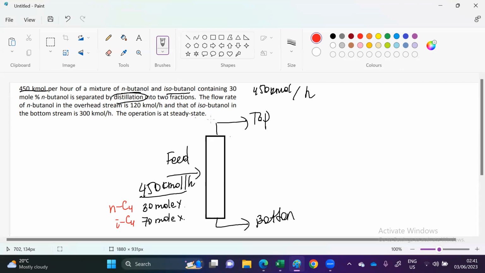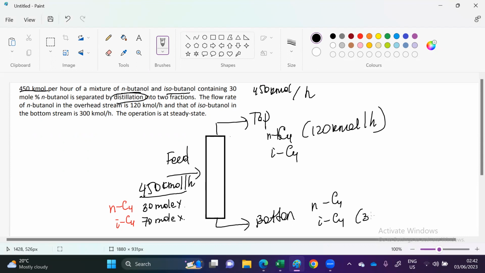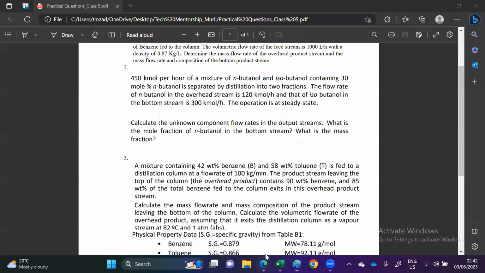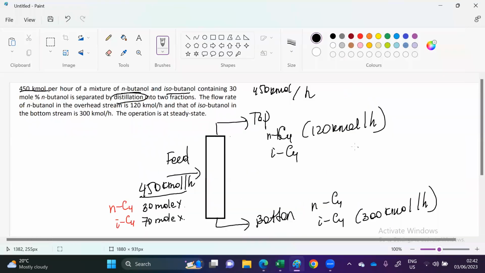The flow rate of N-butanol in the overhead stream, like top, let's write it, N-butanol, C4, it's already given numerically. And we have also iso-C4. And isobutanol in the bottom stream is given, this is 300 kilomole per hour, right? Operation is at steady state. Let's see what's asked. Calculate unknown component flow rates in the output streams in bottom and top. It means what is mole fraction of N-butanol in the bottom stream? We can easily find it. What is the mass fraction? Okay, let's do the calculation together.